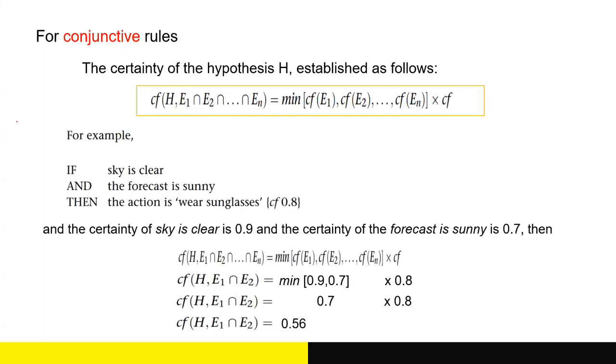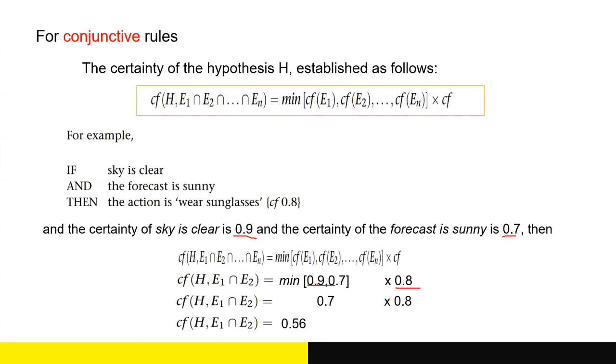So for example, if the sky is clear and the forecast is sunny, then the action is wear sunglasses with certainty factor 0.8. And the certainty of sky is clear is 0.9 and the certainty of the forecast is sunny is 0.7. Then the certainty factor of hypothesis given evidence 1 and evidence 2 is equal to the minimum of the certainty factor of evidence 1, which is the sky is clear, so it has a certainty factor of 0.9, and the certainty factor of evidence 2, which is the forecast is sunny, is 0.7, multiplied by the certainty factor, which is 0.8.